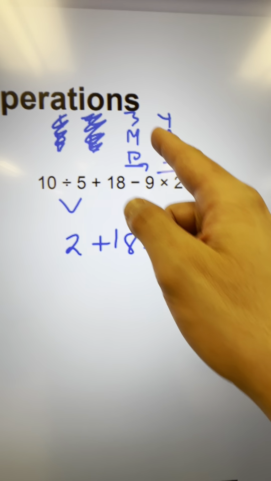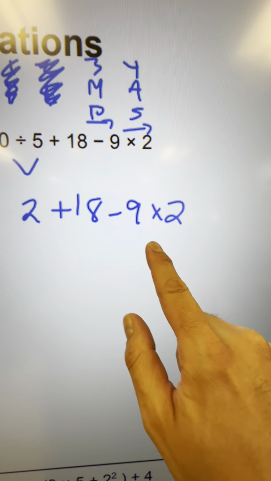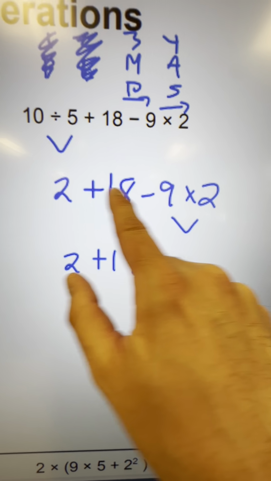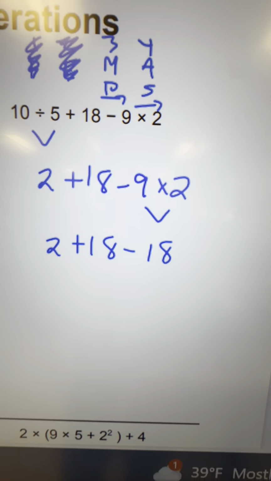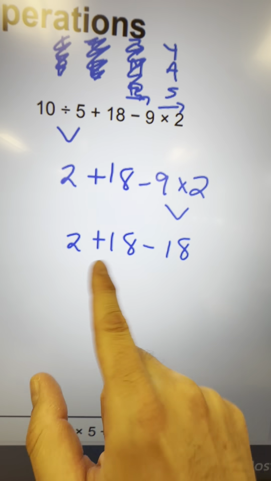Again, step 3, multiplying and dividing. So I keep scanning for multiplying or dividing, which I have right here, which means that's next. So I'm going to bring down the rest to keep organized. 2 plus 18 minus, and then 9 times 2 gives me a total of 18. So now I'm done with step 3 because there's only addition and subtraction left.